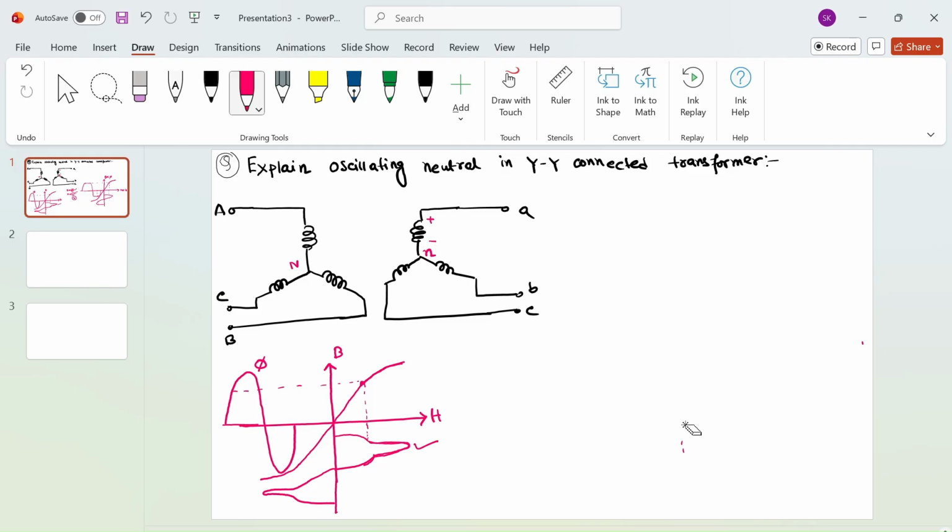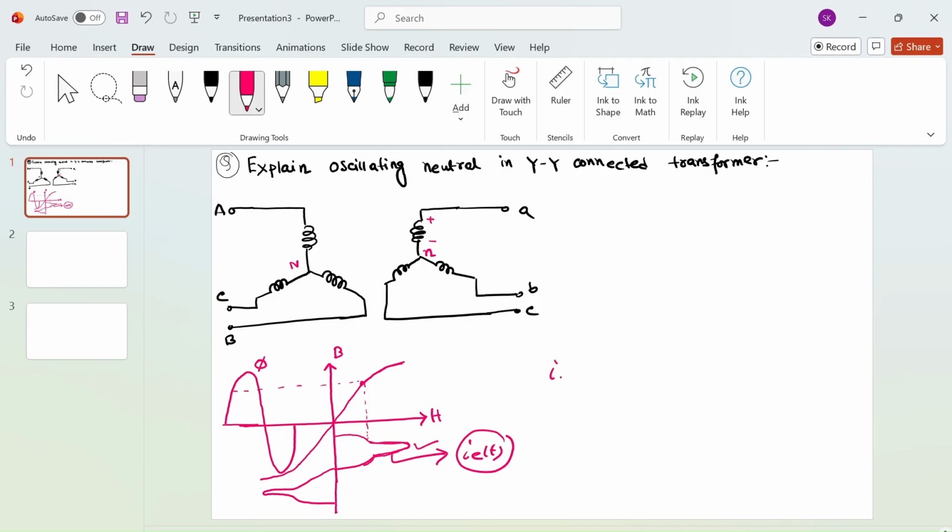Now you can check this particular exciting current waveform. This is the nature of the exciting current. If you think from a signal point of view, the signal is odd in nature, and this signal contains odd half wave symmetry. So that means it will contain only odd harmonics.